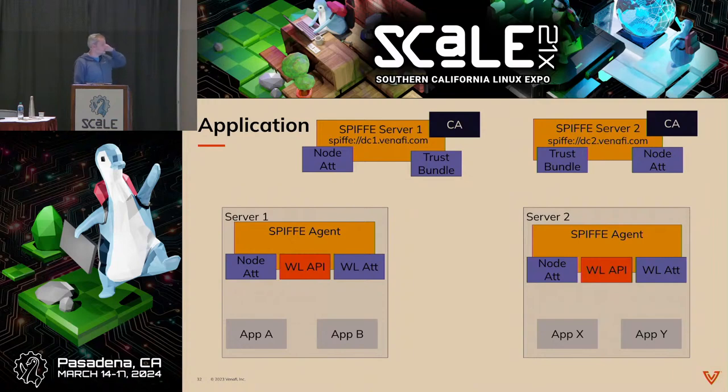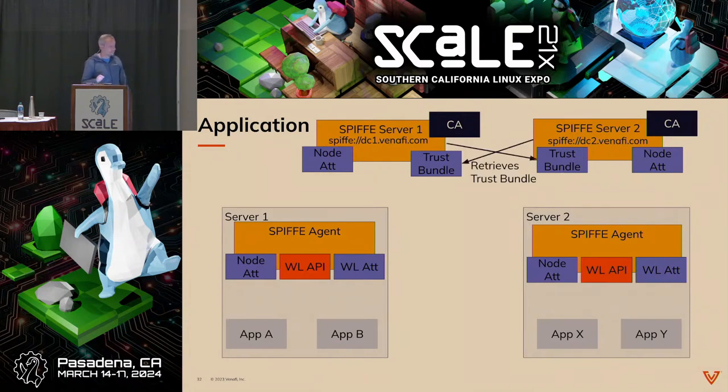And we're back to our application. This time, we have two distinct SPIFFE servers. We also have added a trust bundle endpoint. Server 1 will be part of the trust domain of SPIFFE server 1, while server 2 will be part of SPIFFE server 2. And you can see each of them have their own CAs that are not linked together. They have their own trust domain.